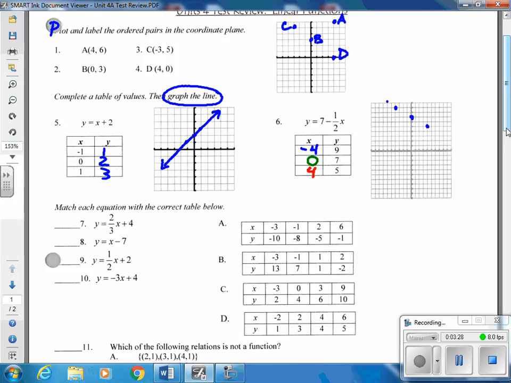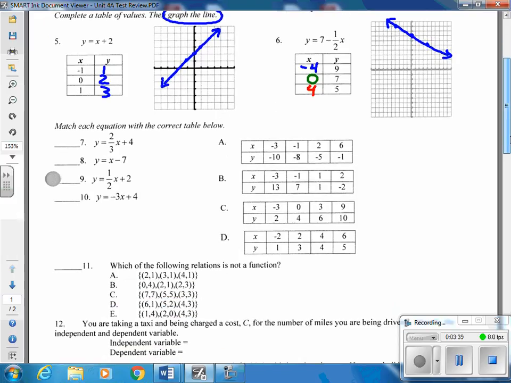Take your straight edge, connect your dots, put your arrows at the end, and that's what that line would look like. Right? So be careful if I gave you the Y value and not the X value. All right, for 7, 8, 9, and 10, you have multiple choice here. I've given you 4 tables and 4 equations, and you're going to match which one goes with which.